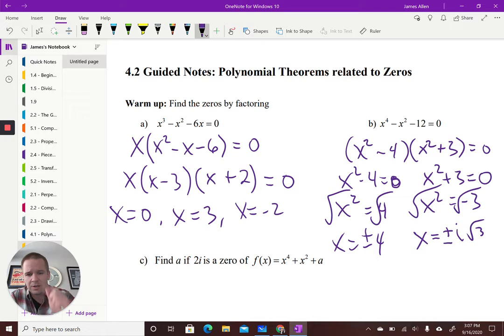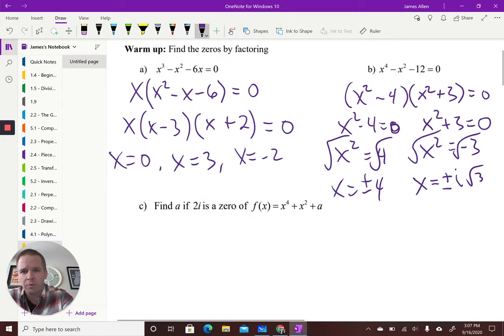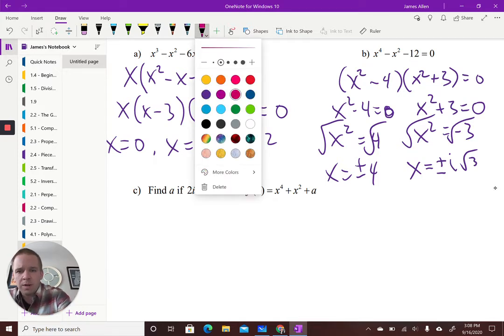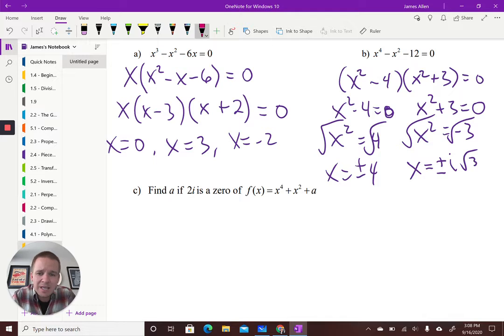One more for the warm-up. We don't want to pull a math muscle, so we've got to warm up. We'll switch colors because, why not? It says find a if 2i is a 0 of f of x, which equals x to the fourth plus x squared plus a.